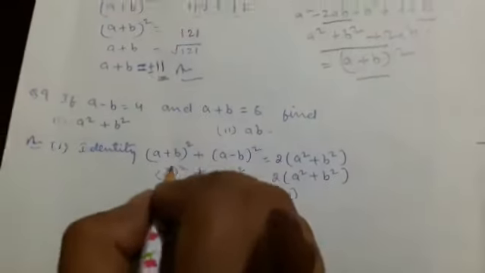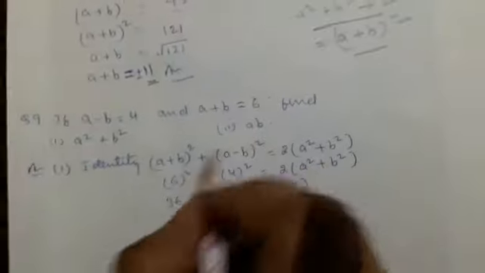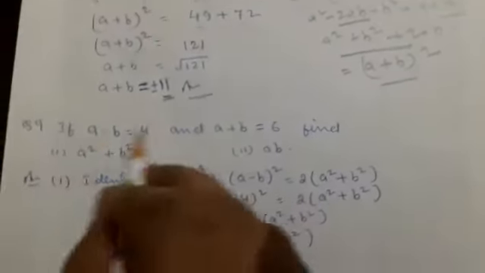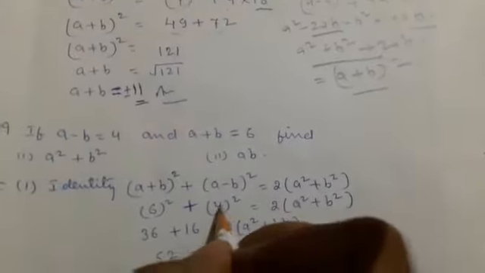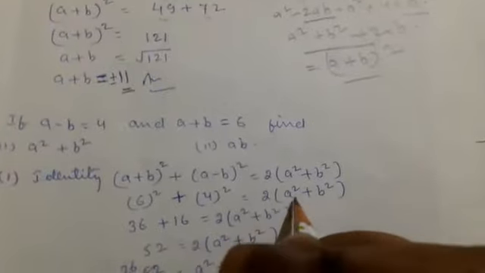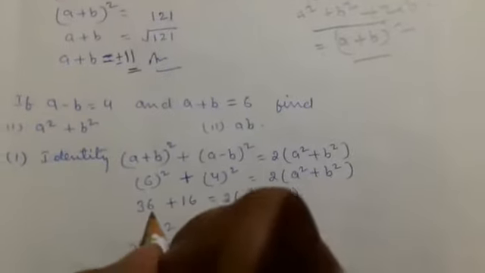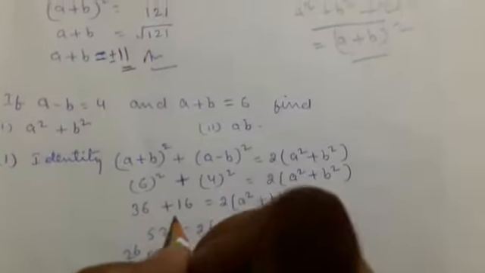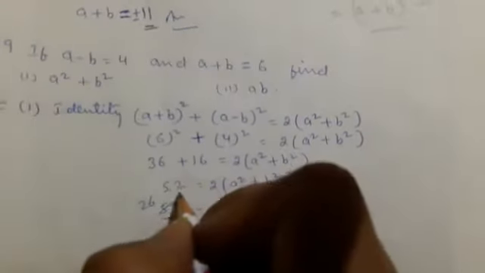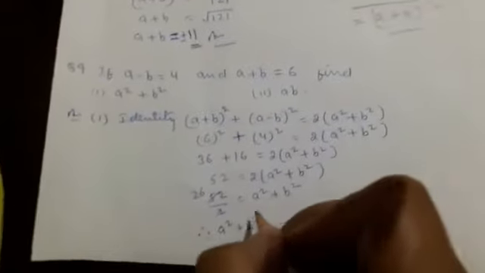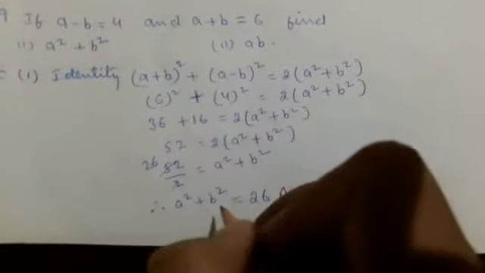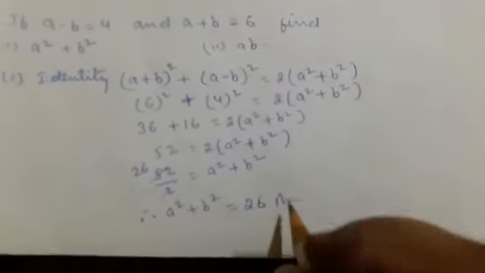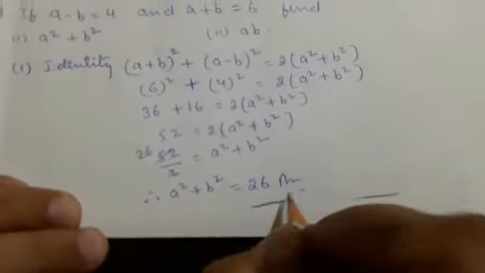Now let us put in the values. a plus b, it is given, 6 square, plus a minus b, its value is 4, so 4 square, is equal to 2 times (a square plus b square). Now 6 square means 36, 4 square is equal to 16, is equal to 2 times (a square plus b square). After adding we get 52, that is equal to 2 times (a square plus b square). So a square plus b square is equal to 52 upon 2, that is equal to 26. So a square plus b square is equal to 26. This will be our answer.